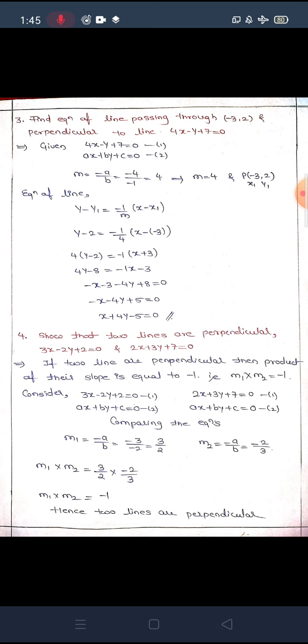So what are you getting in the next line? Minus x minus 4y minus 3 plus 8, which is plus 5, is equal to 0. If you want, you can take the minus sign out as common. So the final answer is x plus 4y minus 5 is equal to 0. Now next question.